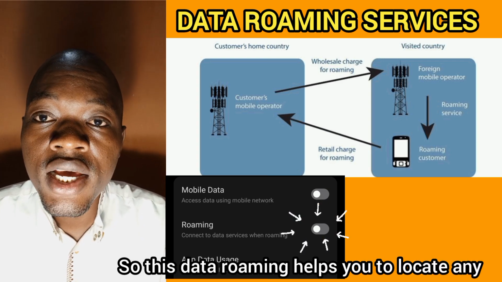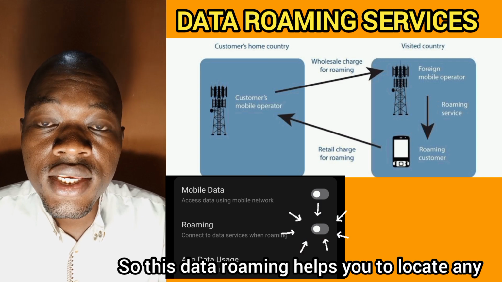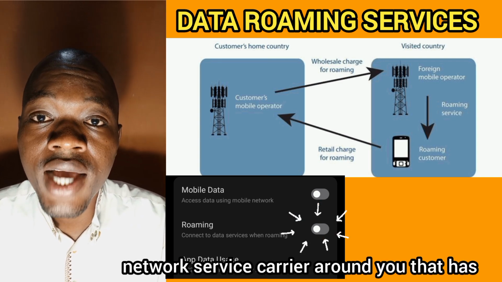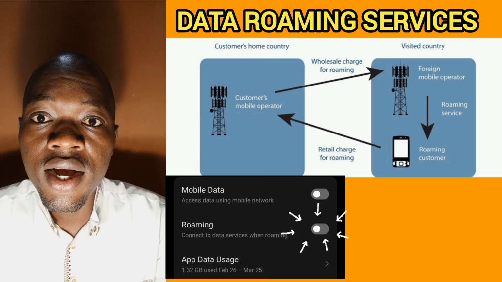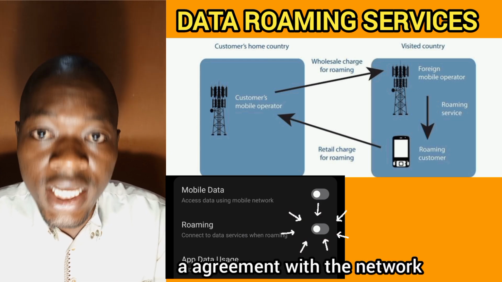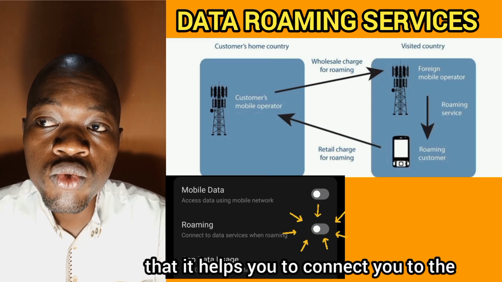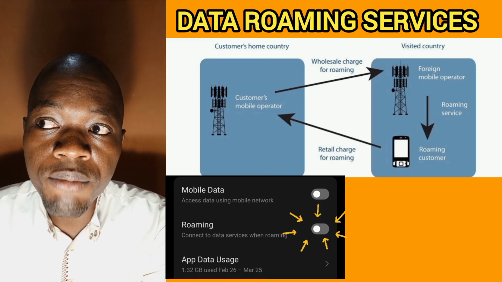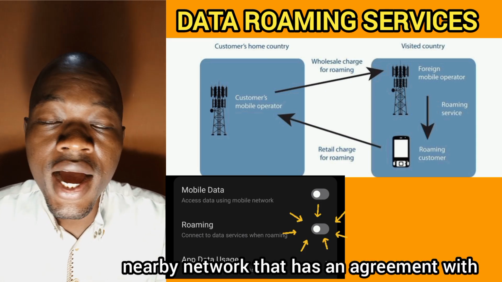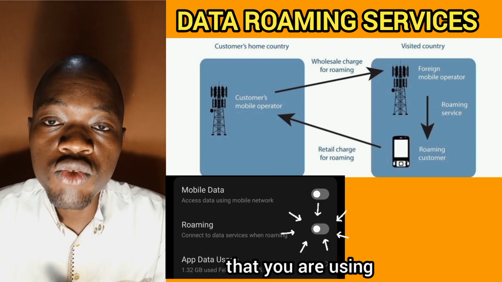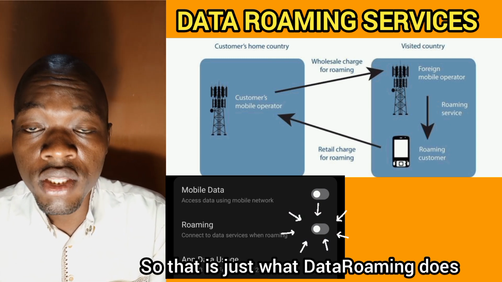So data roaming helps you locate any network service carrier around you that has an agreement with the network that you are actually using. What it does is help connect you to the nearby network that has an agreement with the present network that you are using. So that is just what data roaming does.